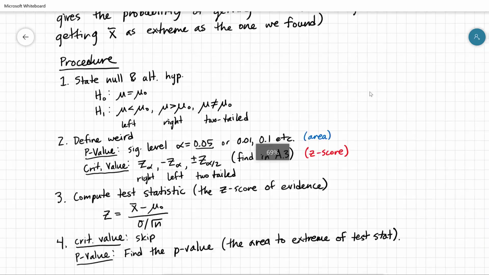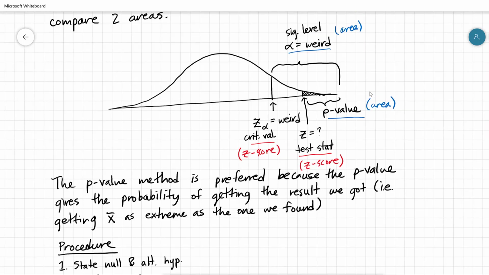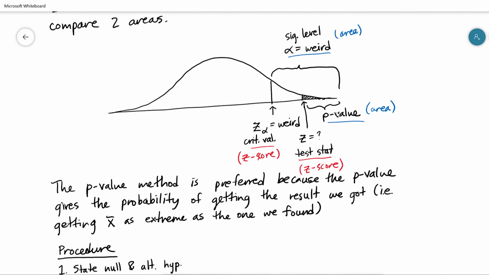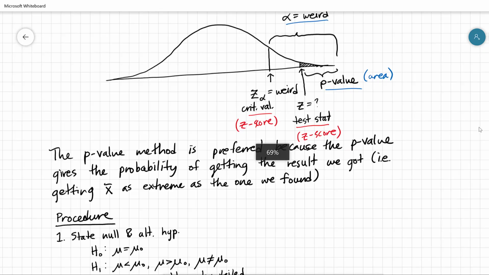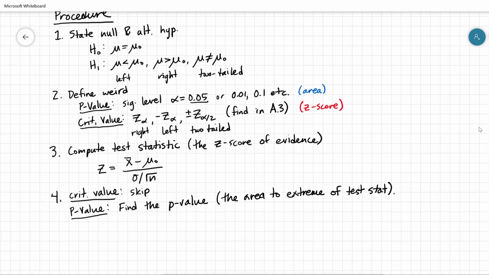So going back up to our picture, again, one of the many pictures, to find this p-value, I just need to find this area. It's the area to the right, in this case, of this particular test statistic. If it was left-tailed, it would be the area to the left. If it was two-tailed, I want to get this area and its mirror image over here. And so we would find both. So that's basically the idea.